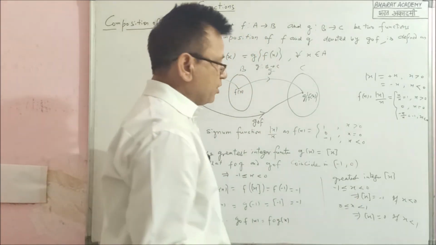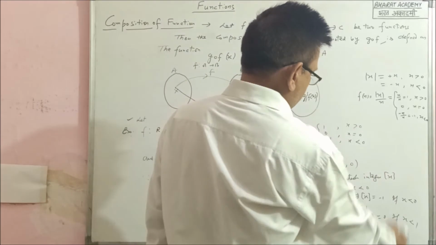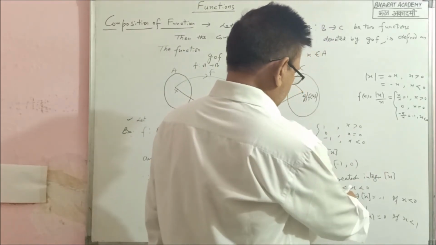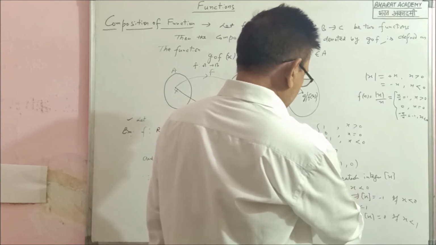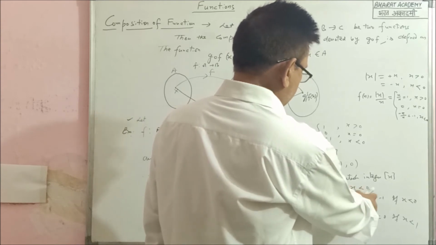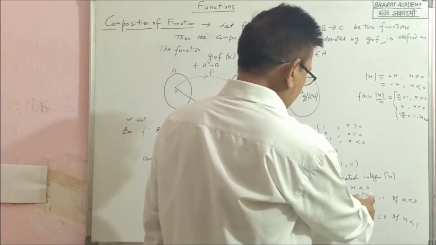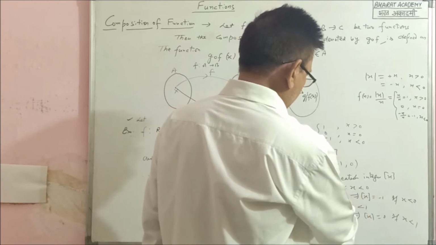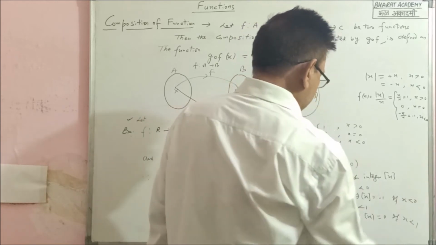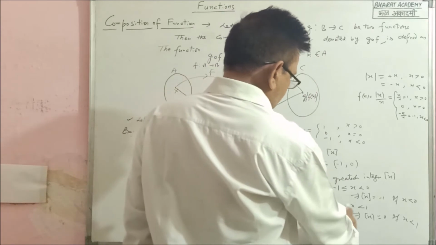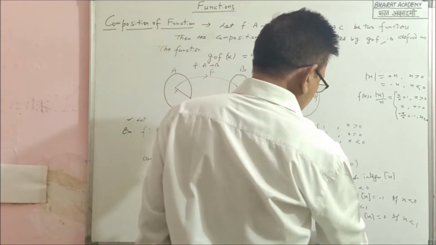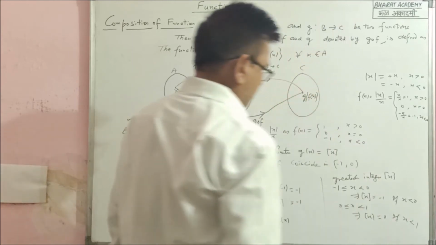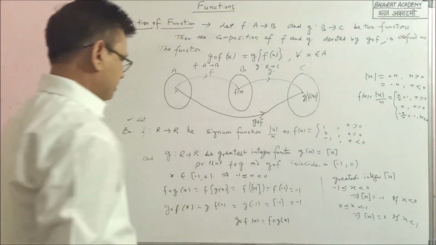Greatest integer means what? If x lies between minus 1 and 0, that is, minus 1 is less than or equal to x less than 0, the greatest integer of x will be minus 1. If 0 is less than or equal to x less than 1, the greatest integer of x will be 0. So I will apply that definition over here.